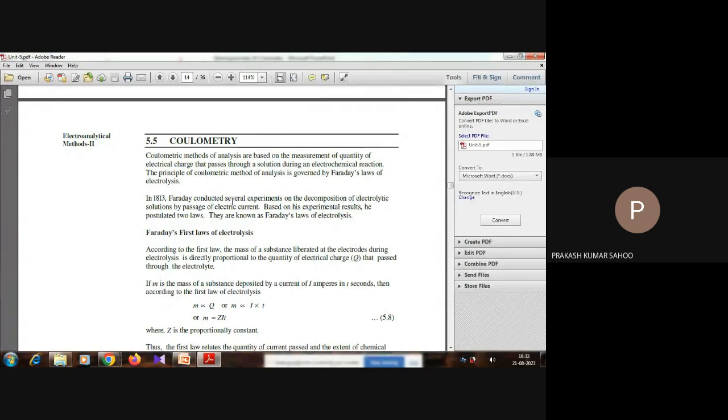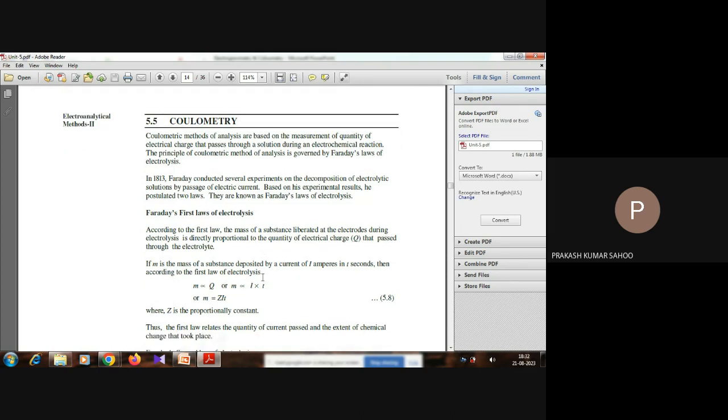This is based on Faraday's law. So we said the quantity or the amount of substance deposited or liberated during electrolysis is directly proportional to the amount of current passed through it. It is Faraday's law. So according to Faraday's law, M is proportional to Q. M is the amount or mass of substance deposited. Q is the electricity, which is Q equal to I into T.